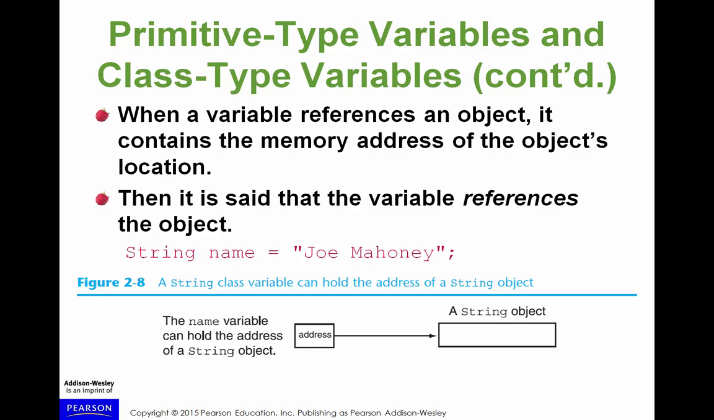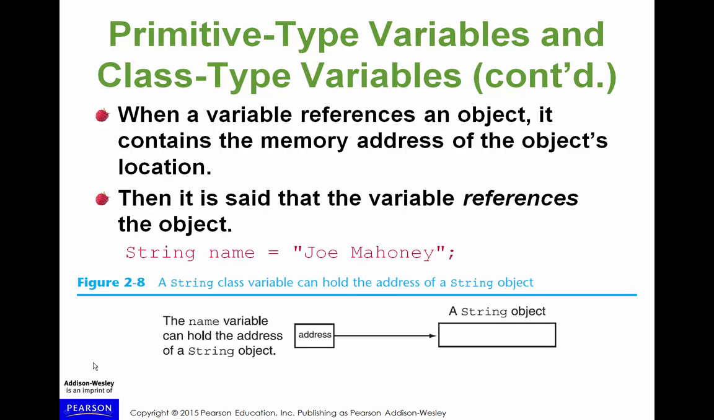So when a variable references an object, it helps the compiler find the information, but it contains the memory address of the object's location. That's how it helps the compiler find the information. Okay?